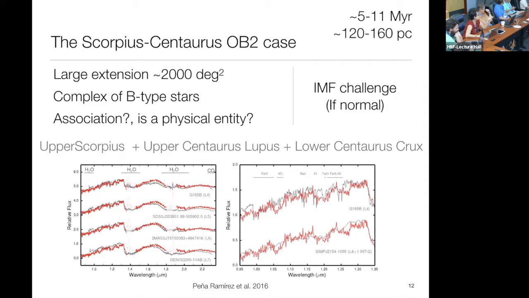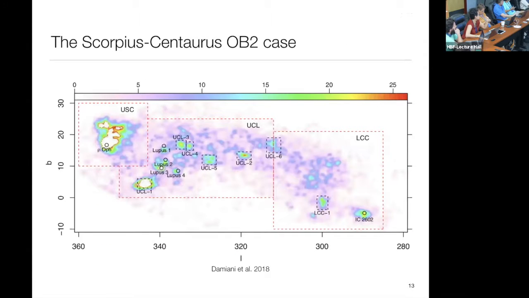In the case of the Scorpius-Centaurus OB2 association, it's kind of similar, but this region is much, much larger. It's about 2,000 square degrees. Making an IMF in this area is quite a challenge because the area is so large. And at the low mass end in this area, we have free floating planets confirmed. So it's even harder because there is a population that is really there, but they are such faint objects.